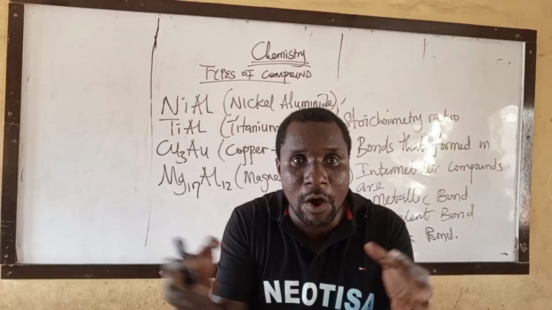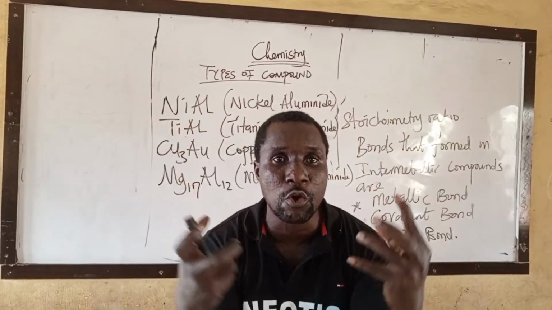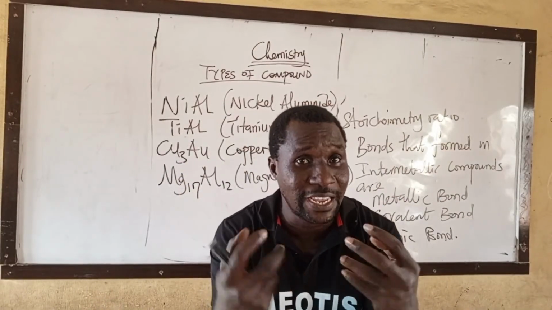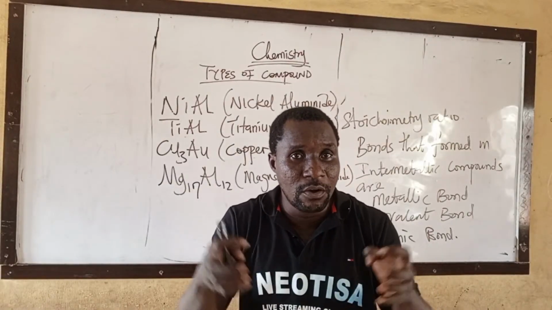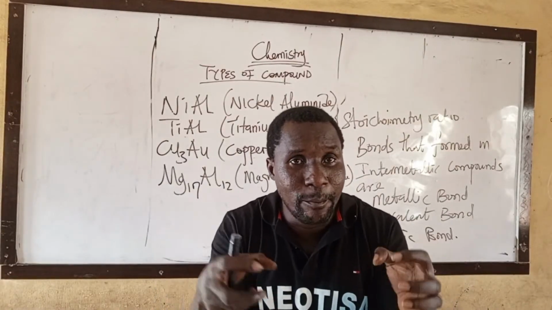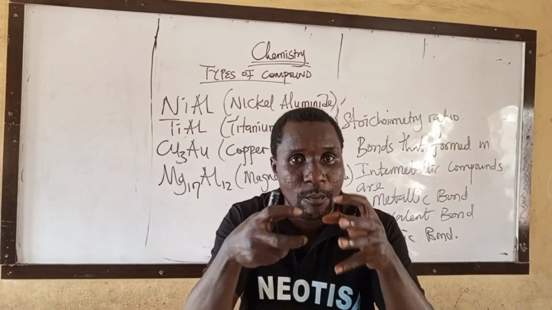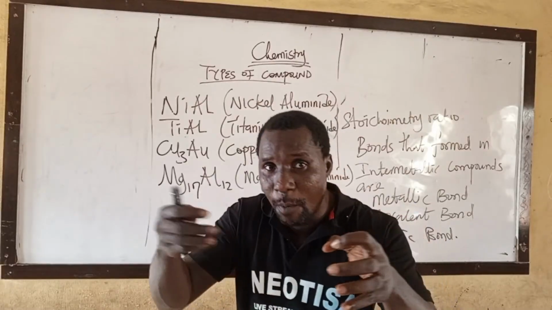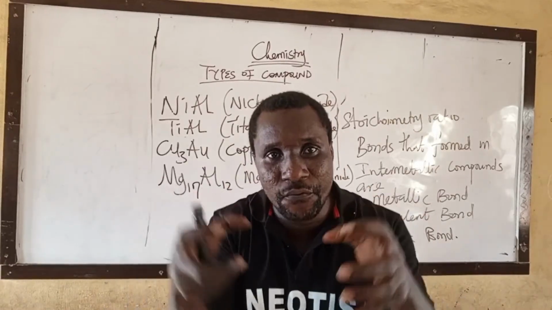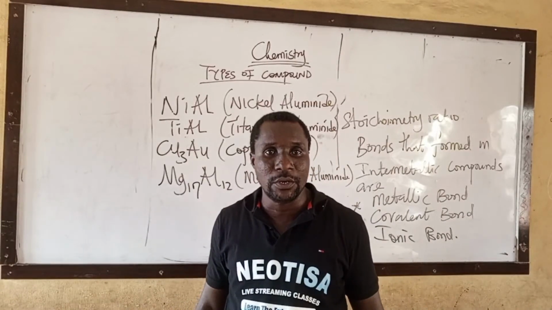When you have two or more metals combined together in a fixed stoichiometric ratio, or you can say in a fixed ratio, that is called an intermetallic compound. A combination of two or more metals in a fixed ratio.